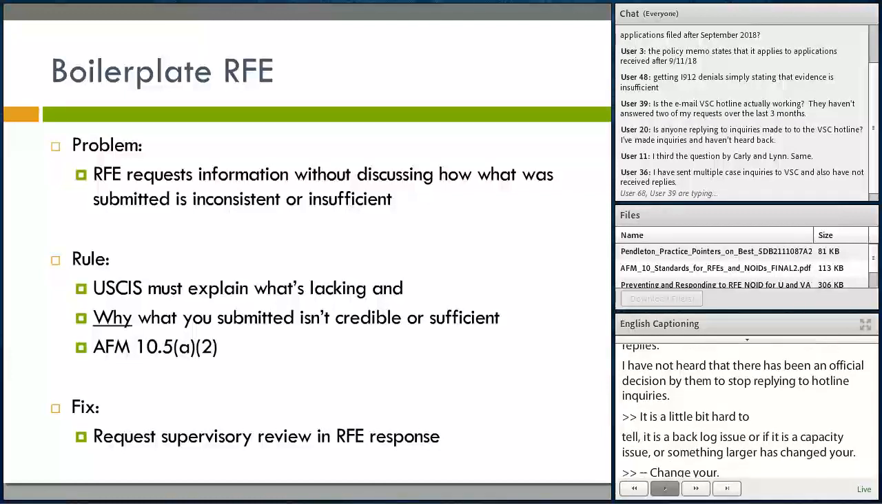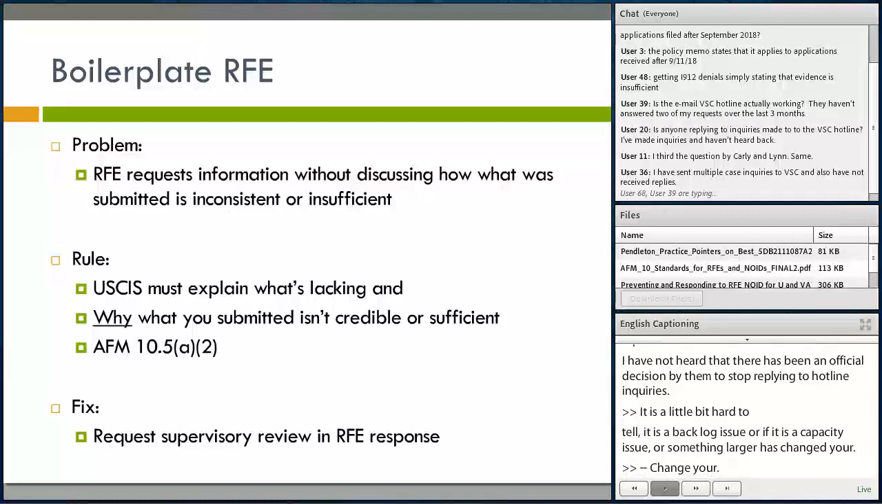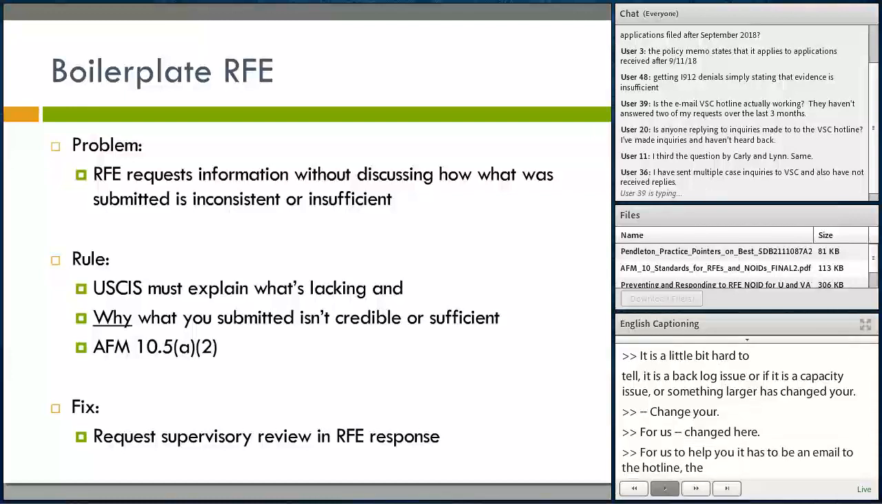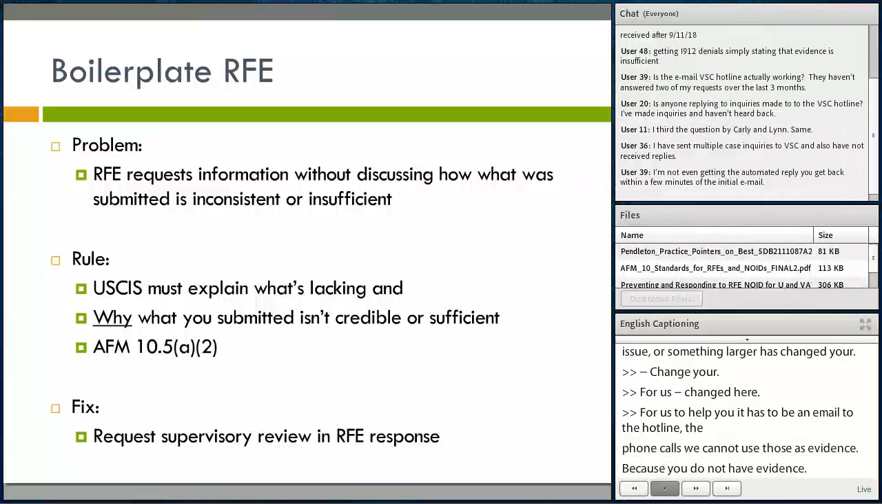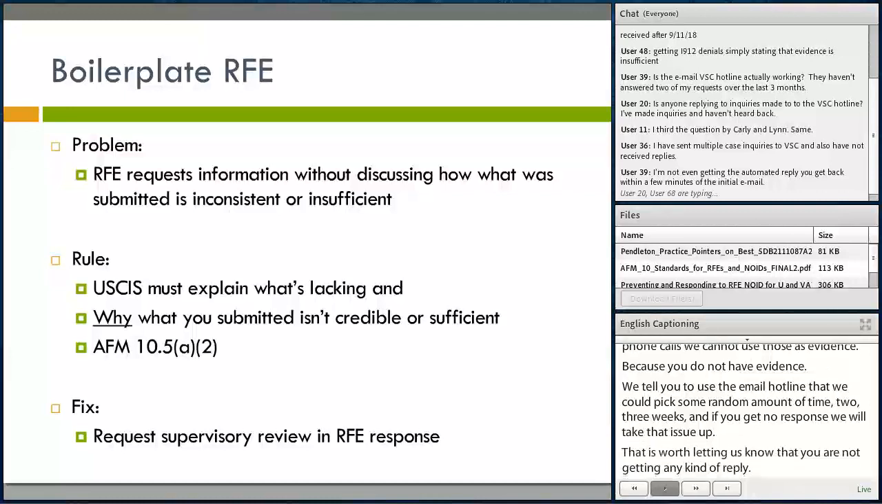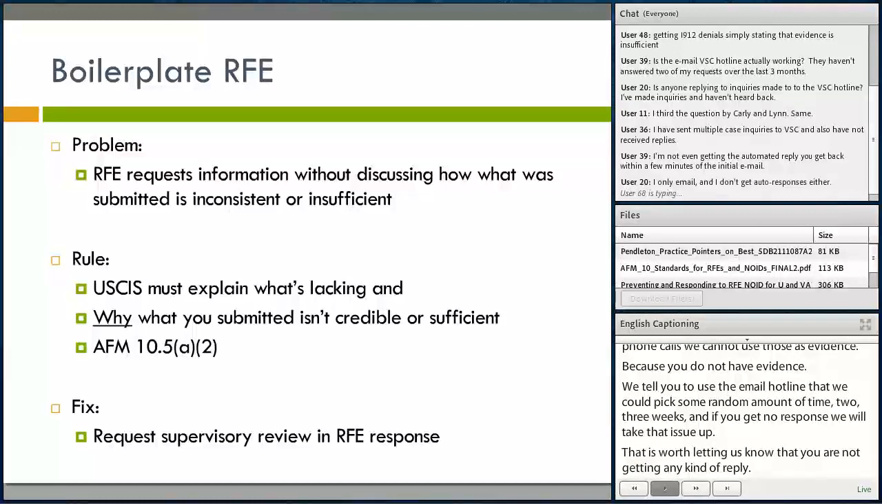But yeah, a couple of practice pointers on that. For us to be able to help you, it has to be an email to the hotline. The phone calls you make to the hotline, we can't use those as evidence because you don't have any evidence. So we would implore you, if you have a problem, to use the email hotline. And then we can pick some amount of time, 2-3 weeks, in which they should be responding. And if they get no response, we also take those up. That's an issue by itself for the Ombuds office. So it's worth letting us know that you're not getting any kind of reply. Again, if you CC us on your emails, we will eventually notice it, but you're probably going to have to poke us to remind us that you haven't heard anything.